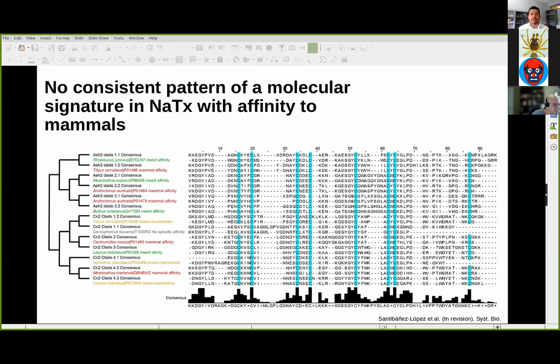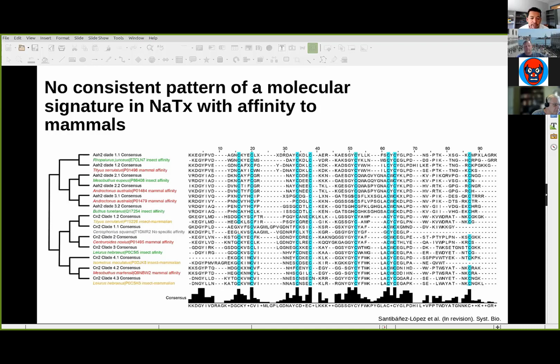And more importantly, since we recovered these different groupings of these toxins all over the place, we were trying to see if there was a signature that may correlate with convergence of these different toxins. And for that, we used the software MEME. Please do not confuse this with the same meme that Jeff was telling us about. This one just searches for consistent patterns in different peptides.